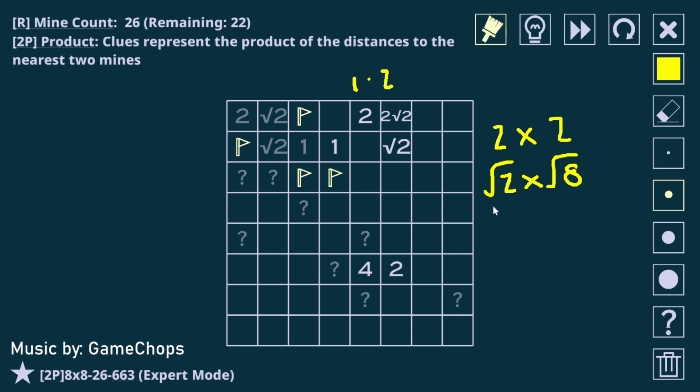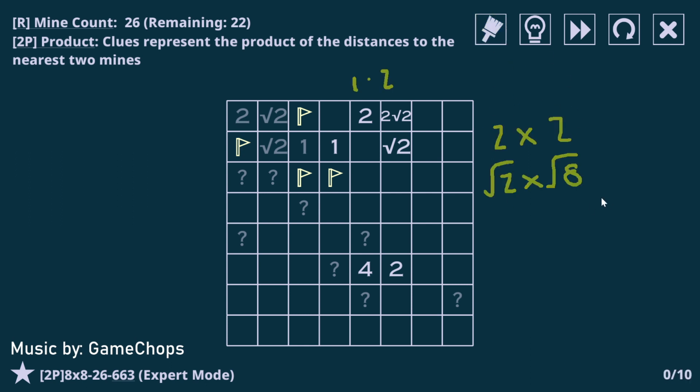Because root 5 is between... Oh, root 5 is... Oh, this is root 4. So root 5 is larger than root 4. Oh, okay. So it doesn't work for this kind of number, where you have a square here. It doesn't work for that.